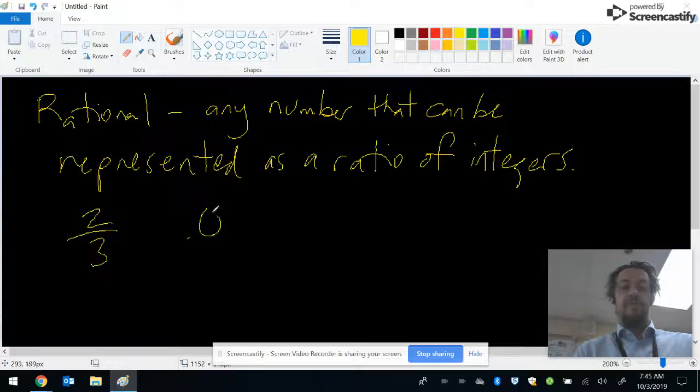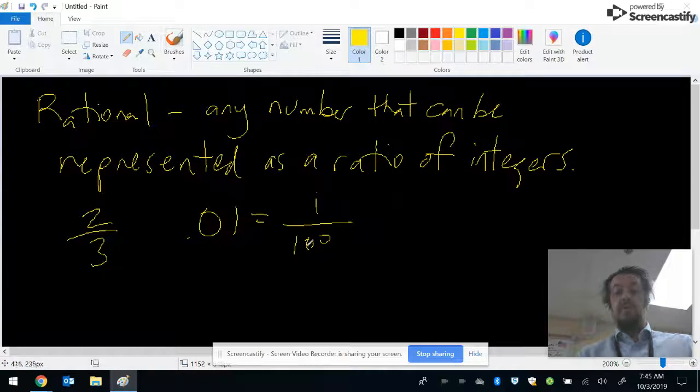If I put like 0.01, you think, well, that's a decimal. Is that a rational number? Well, you can write it as 1/100. So of course, 1 and 100 are both integers, and so that's a rational number as well. And really, any decimal that terminates or repeats is a rational number because it can be expressed as a ratio of integers.